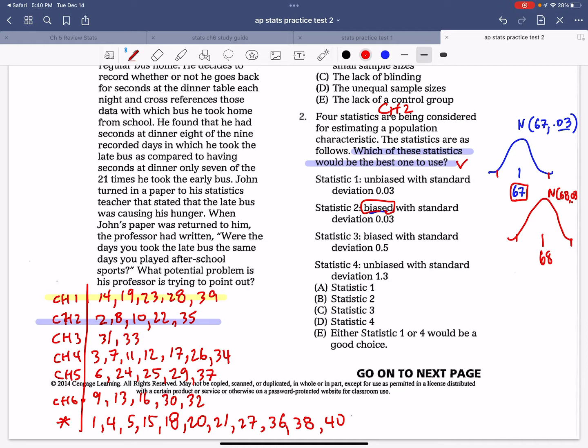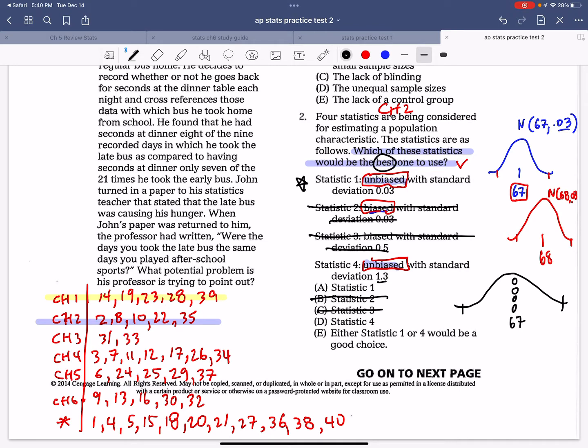We would much rather use an unbiased sample. We'd prefer unbiased, which means any biased sample we don't like, because that means it's consistently higher or consistently lower. So we're going to cross these out. And then a standard deviation of 1.3. So we still like A, but imagine we took a height sample and the height was much more spread out. Again, if we're trying to predict the average height of a person, we like 1 the best.